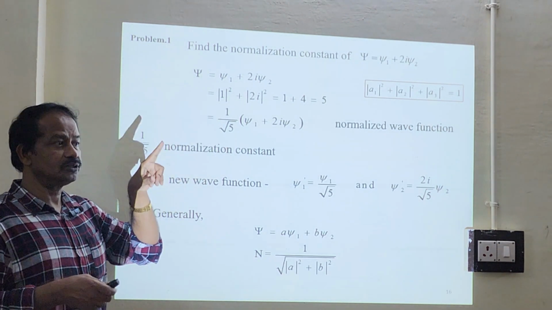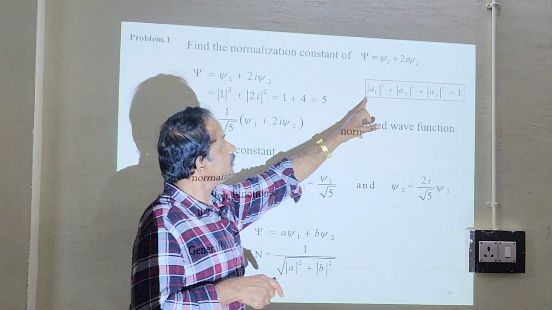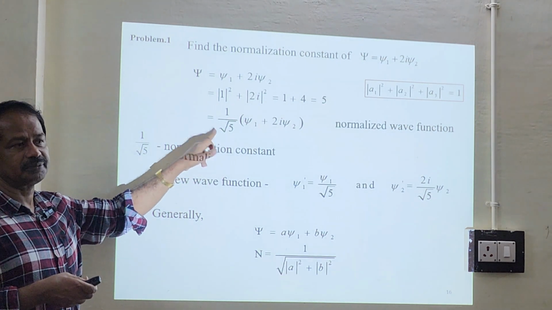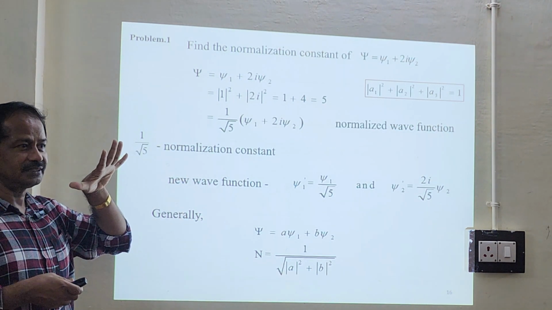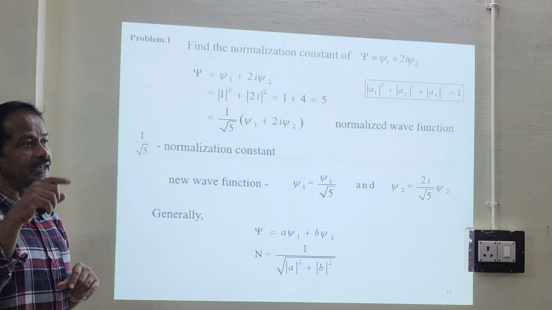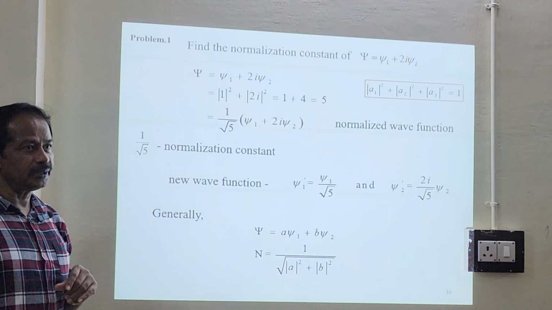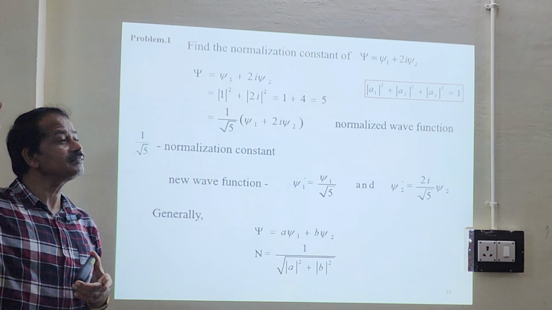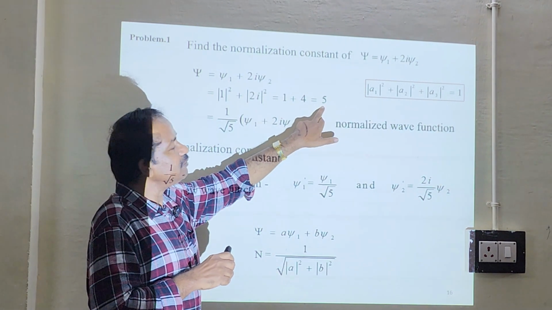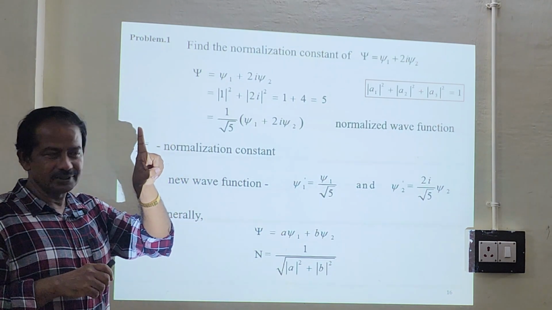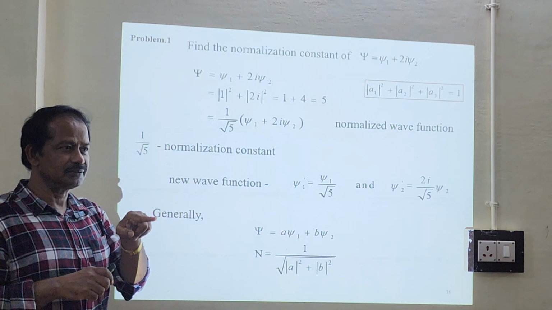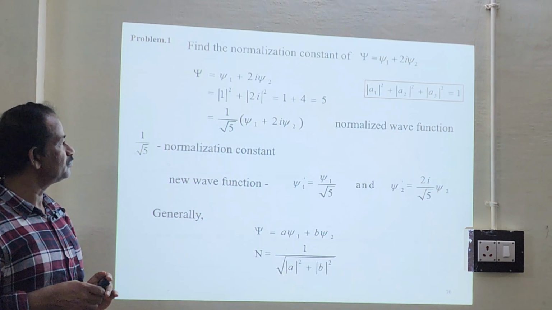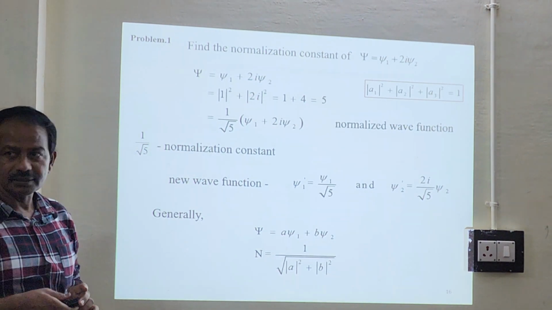So the answer will be 1 by root 5. So 1 divided by root 5 will give you psi 1 plus 2i psi 2. So this is a normalized wave function. Your a squared times 5 will be 1. So 5 a squared equals 1, a squared equal to 1 by 5, so a equal to 1 by root 5. Don't forget, 5 a squared equals 1. So this is the normalized wave function, and 1 by root 5 is the normalization constant.